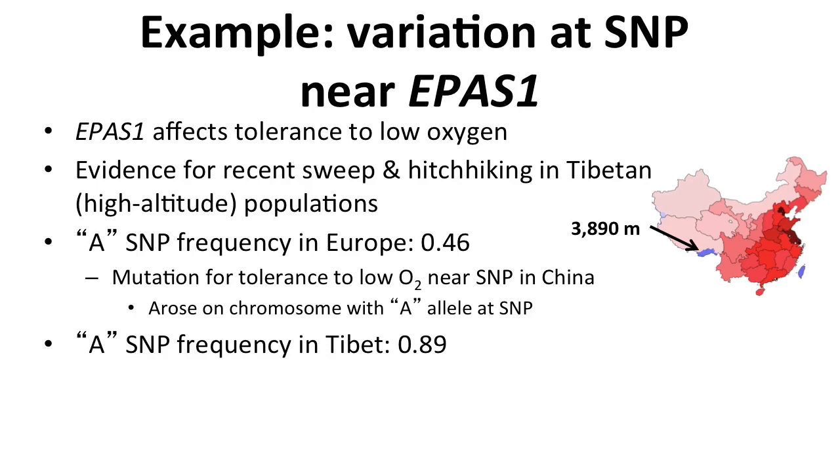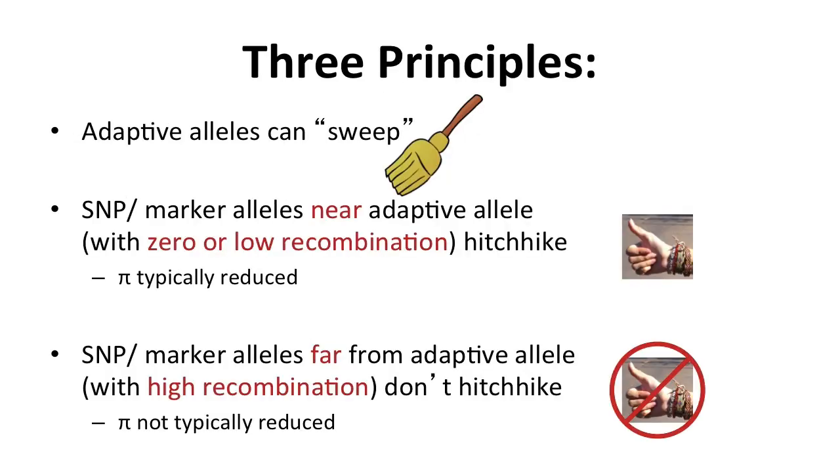Now let me recap 3 principles here. First, adaptive alleles can sweep. That means that they spread through the population and they eliminate some variation nearby them. The second is that SNP or marker alleles, SNPs are markers, that are near the adaptive allele. By near, I mean that they don't recombine away from it. I'm not necessarily referring to physical distance, I'm more referring to recombinational distance. So basically, if they have 0 or low recombination from the adaptive allele, they will tend to hitchhike, and pi will typically be reduced at those SNPs or in those areas.